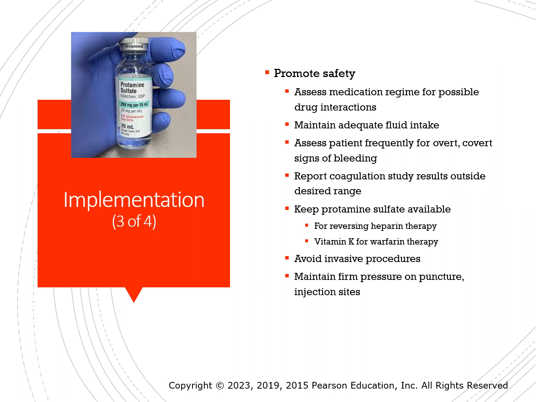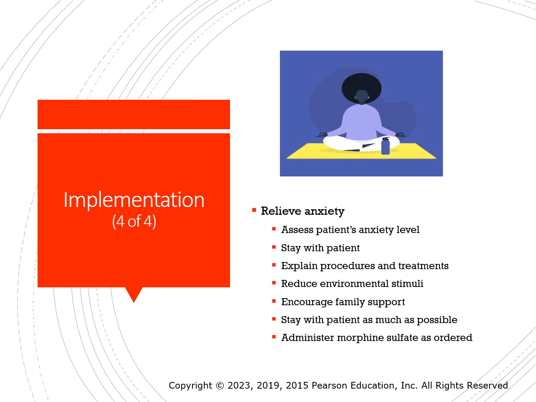Report coagulation studies. Look at whatever blood work they order for the coagulation studies. Keep protamine sulfate available as an antidote to heparin, and vitamin K as an antidote to Coumadin and warfarin. Avoid invasive procedures. You shouldn't be getting a rectal temperature. They shouldn't be going down for invasive procedures during this time. Maintain firm pressure on injection and venipuncture sites. Maintain pressure for 30 minutes following an arterial puncture, because if you don't, it will bleed and bleed, 30 minutes or more. You may have to put a compression device on it.